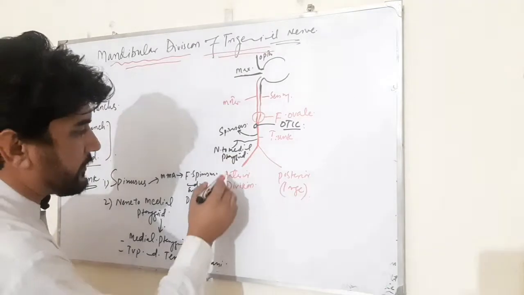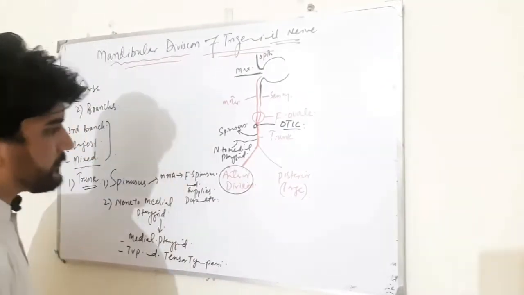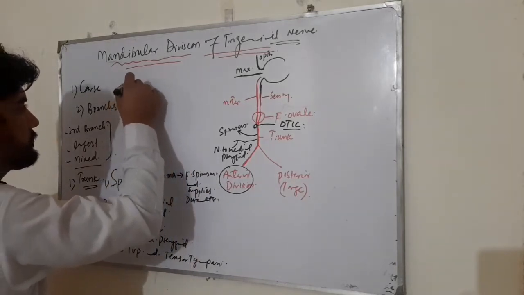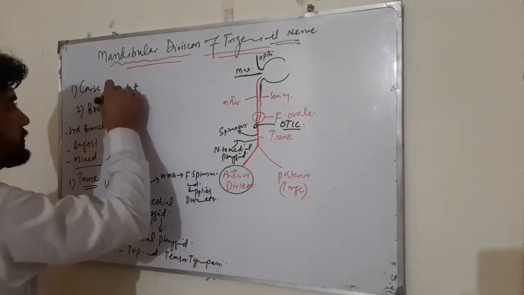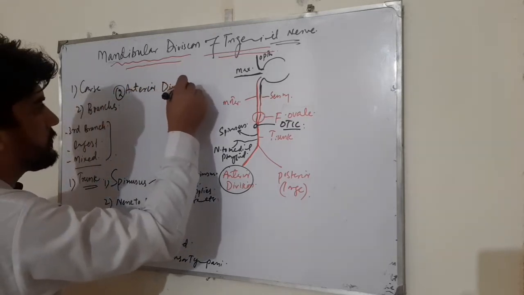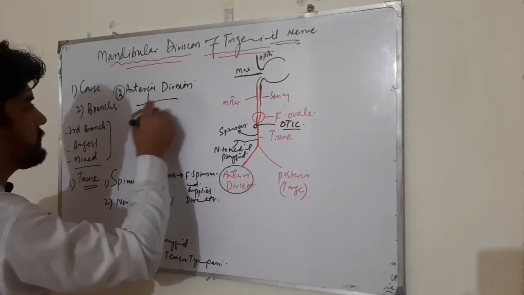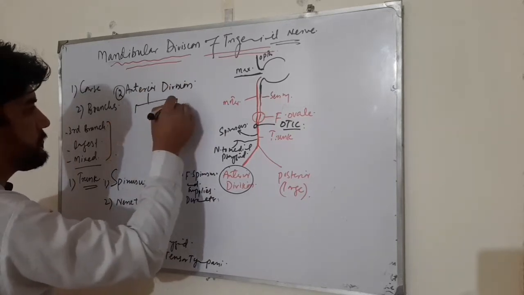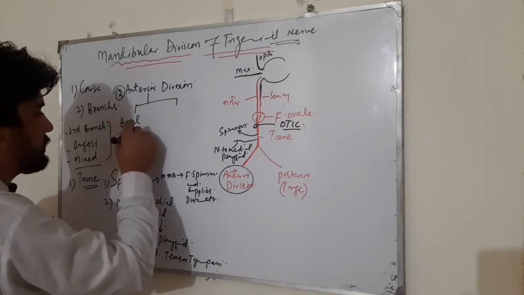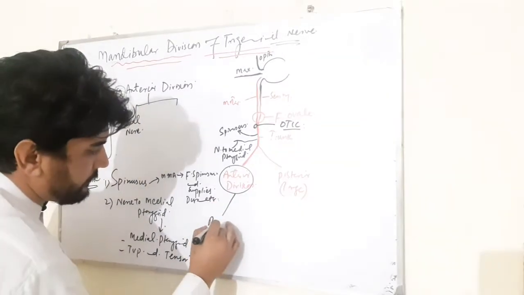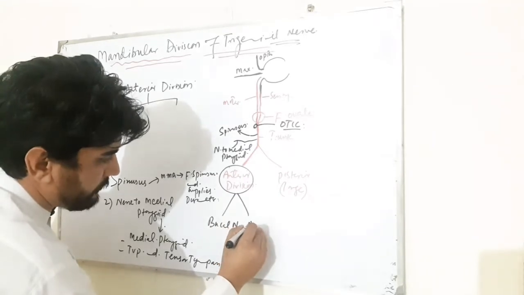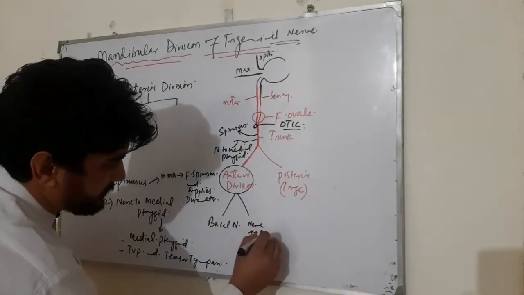When it gets separated, it gives rise to two divisions: the anterior division and the posterior division. From the anterior division, the buccal nerve arises, and the nerve to muscles of mastication.